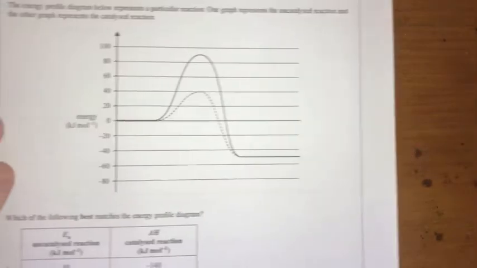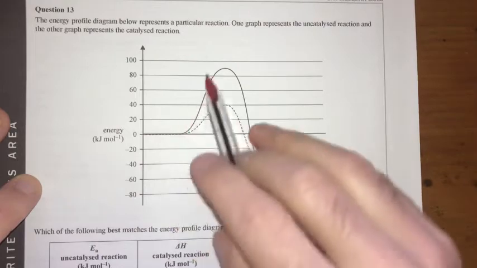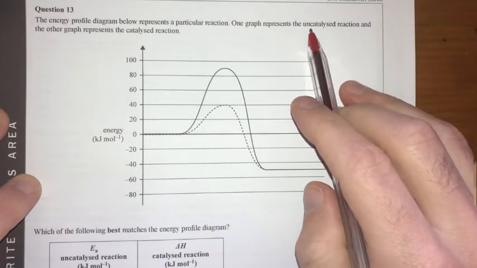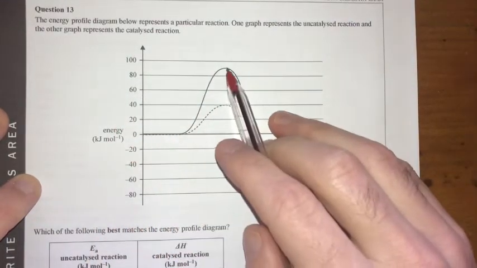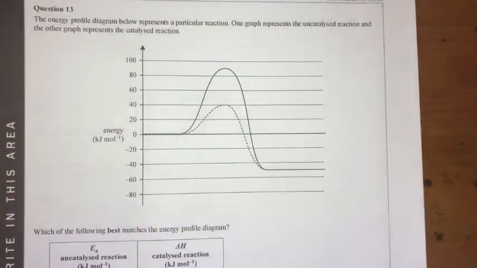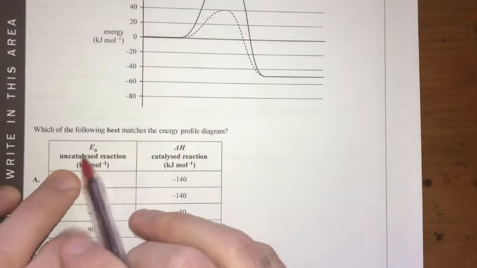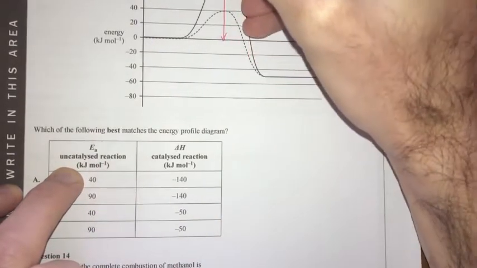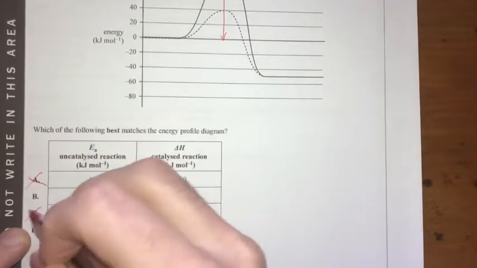Let's move on to question 13. Question 13, we've got an energy profile. Looks like it's a catalyst-based one here. It represents a particular reaction. One graph represents the uncatalyzed reaction. The other one represents the catalyzed. Uncatalyzed will have a larger activation energy, so it's the solid line. And the catalyzed one will be this dotted line here as well. So what best matches the energy profile below? So the Ea for the uncatalyzed reaction is going to be this distance here. And that looks like it's 90. So therefore, we're going to cross off A and C.